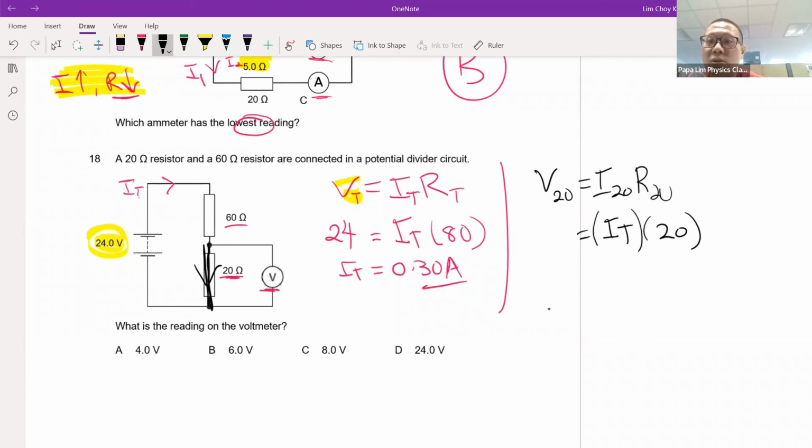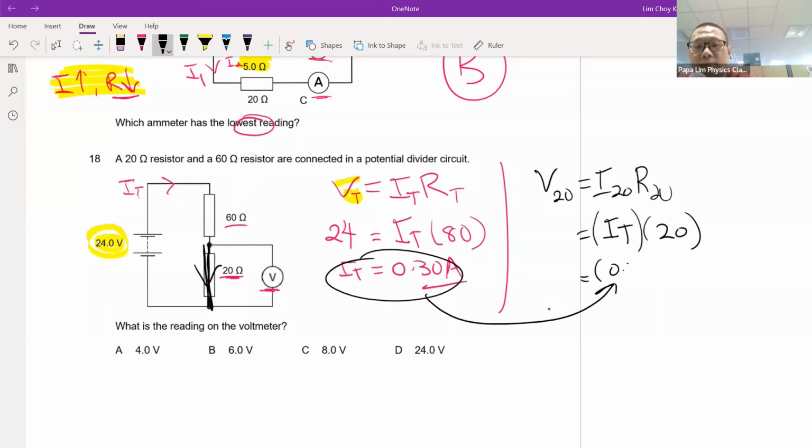Why? Because the two resistors are in series, so the current flowing around a series circuit will be the same, being constant. So the current flowing across the circuit will be the current flowing across the 60 ohm and the 20 ohm resistor. Likewise, if I substitute the value 0.3 inside and press your calculator, you get the answer to be 6 volts straight away. So the answer would be B.